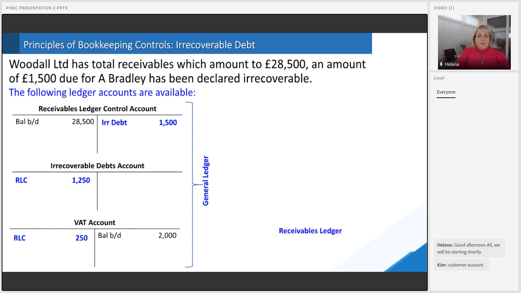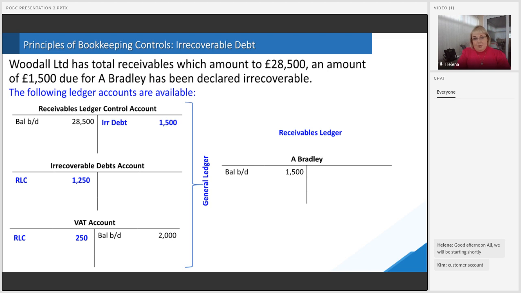But of course, just for completeness, you probably guessed what I was going to say. I want to show you what that looks like in the receivables ledger. In the receivables ledger, there'll be an account with A. Bradley on, and there'll be a balance brought down of £1,500 in that account. A. Bradley is irrecoverable. I need to write off that amount, and therefore, all I'm going to do is mirror the entry that I put through the control account. So I will credit A. Bradley's account with £1,500. A. Bradley no longer owes me anything. It's written off, and I've dealt with that transaction.